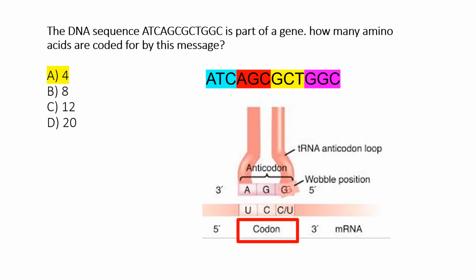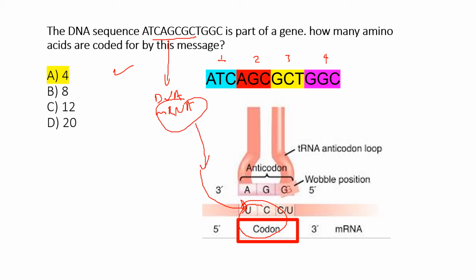So if you count it, here you know that there is 1 triplet, 2 triplets, 3 triplets, 4 triplets. So the answer is 4, and it's codon. Here are the codons, because these go from DNA to mRNA, and this mRNA will be the codons. So easy, the other options don't make any sense.